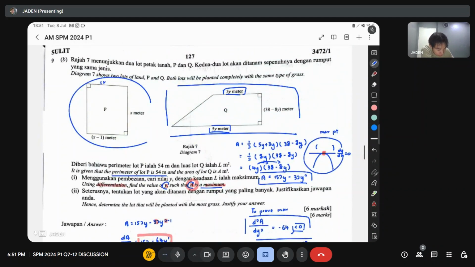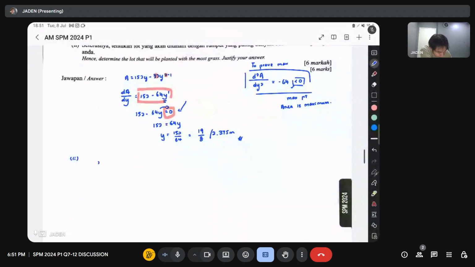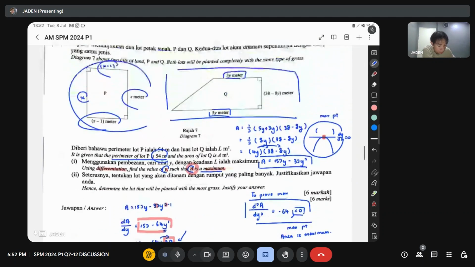This is x minus 1 and this is x. So by adding all this, I can set it equal to 54 to find my x first. So this is x plus x minus 1 plus x minus 1 equal to 54. So we have 4x minus 2 equal to 54. x is actually (54 plus 2) divided by 4. I get 14. Okay, since I already know x is 14, I go and find my area.